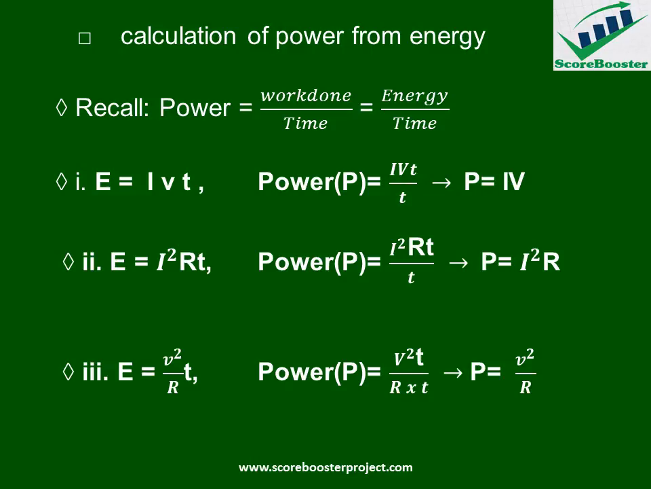Then since power is work done over time or energy over time, we can calculate power from this formula by dividing it by time. By dividing this formula of electrical energy by time, that will give us power P equals I V T over T. So T will cancel T, and that will lead us to power P equals I times V. That is power equals current times voltage. P equals I V.